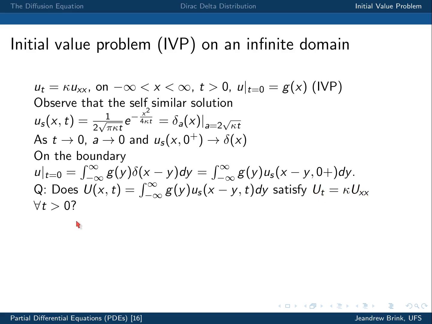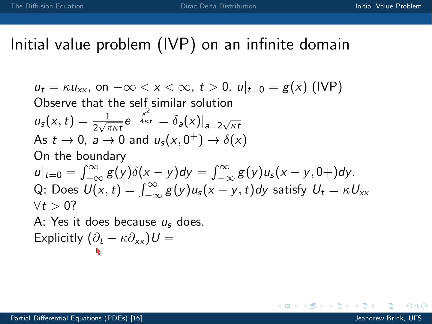Okay, and the answer is yes, it does. And the reason it does is because these solutions you're convolving it with satisfy the heat equation on the domain, and because it's a linear problem. It only works because it's a linear problem. Okay, so let's just show it explicitly. So to show it explicitly, take the derivative of u, or apply the heat equation's operator to u, and we want to show that this thing is equal to 0.